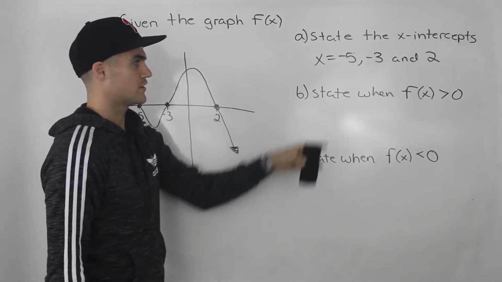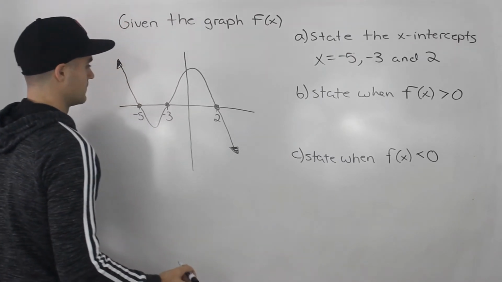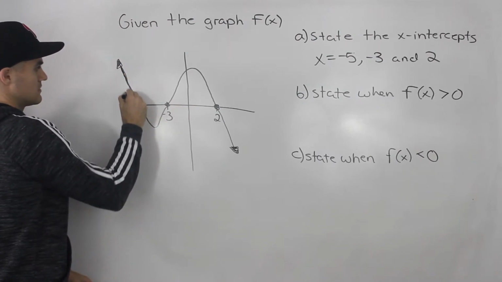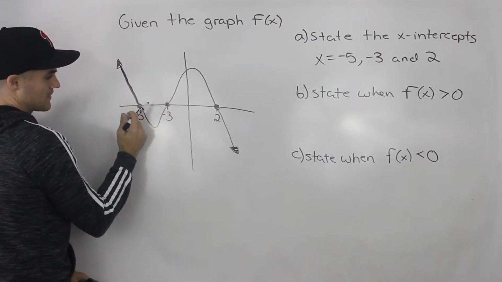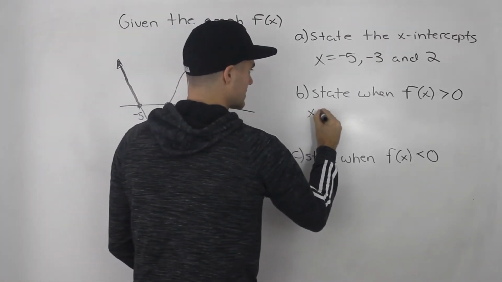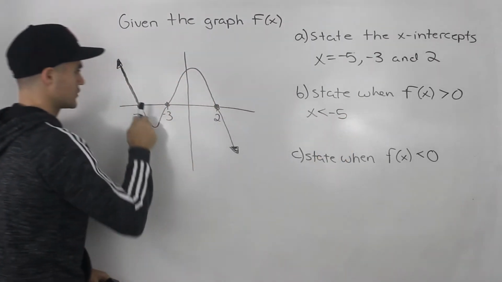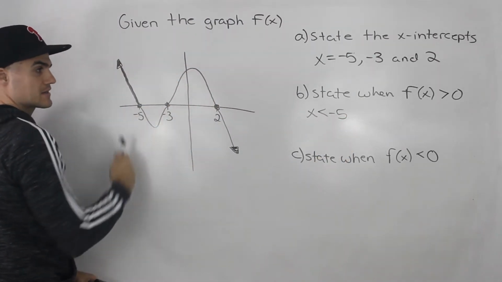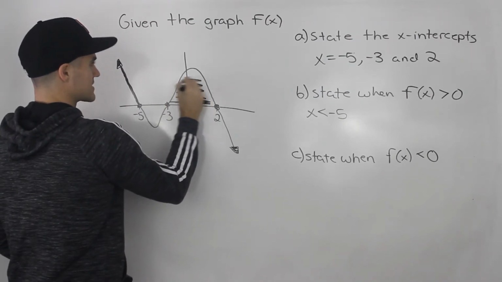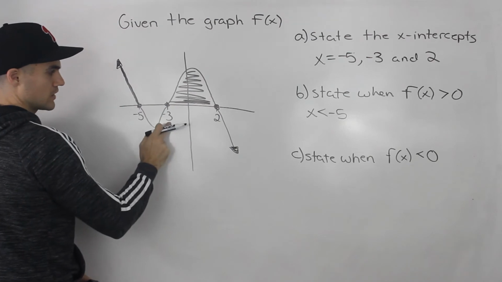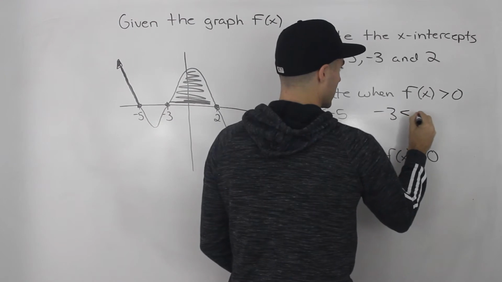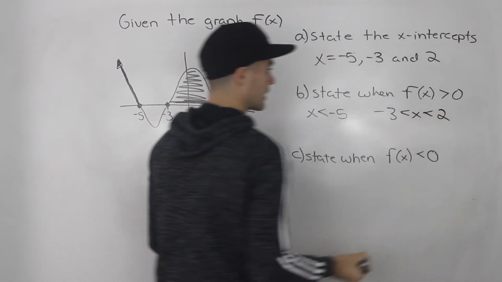Part B, state when the function is greater than 0. So notice that the function is going to be greater than 0 all the way here. That's one of the intervals. So for all of the x values that are less than -5, so when x is less than -5, function is greater than 0, it's above the x-axis. And then also here, right? It's above the x-axis in this interval. So between x values -3 and 2. So when x is between -3 and 2.